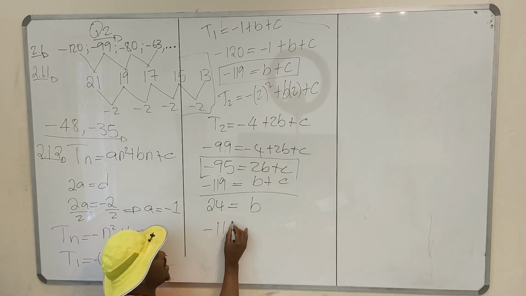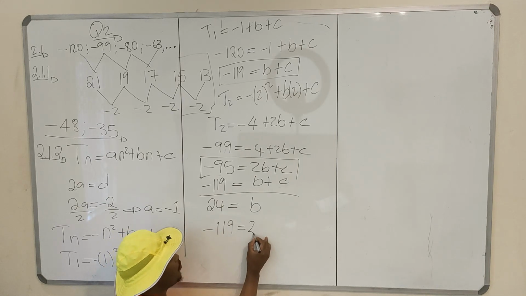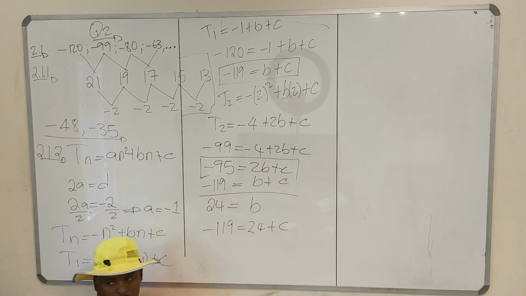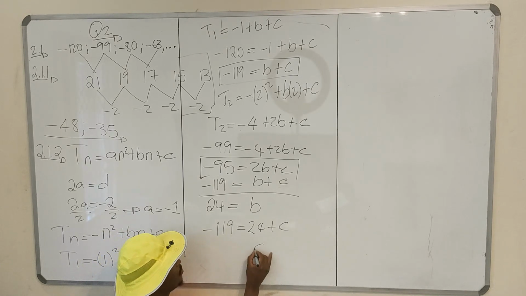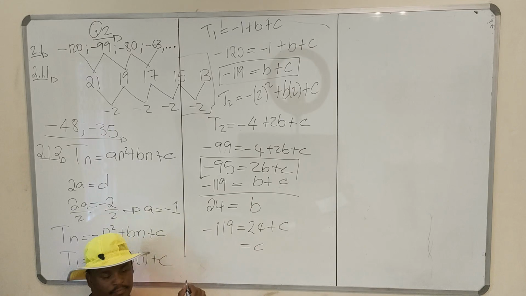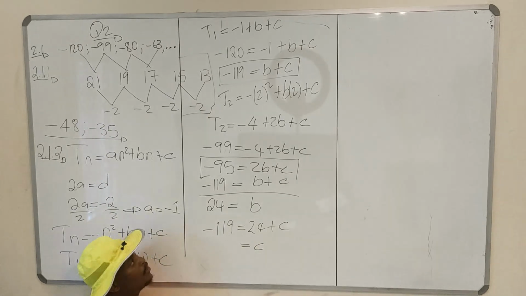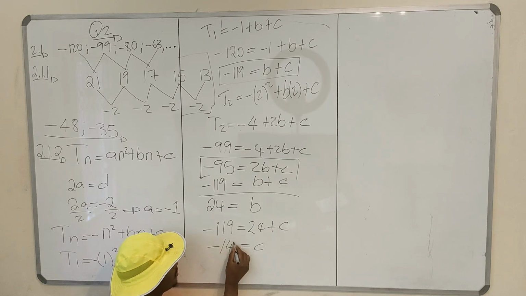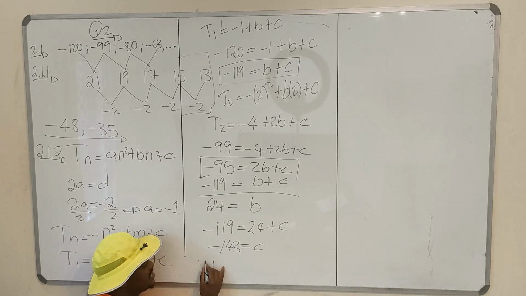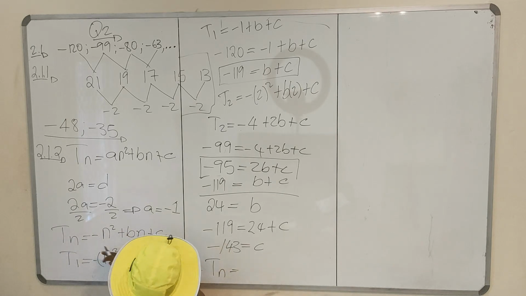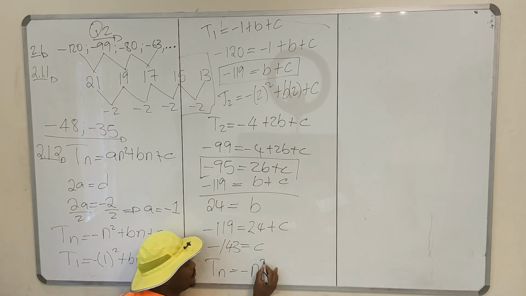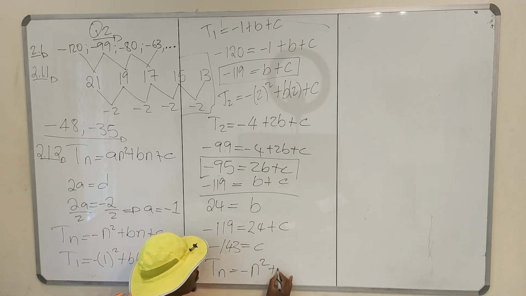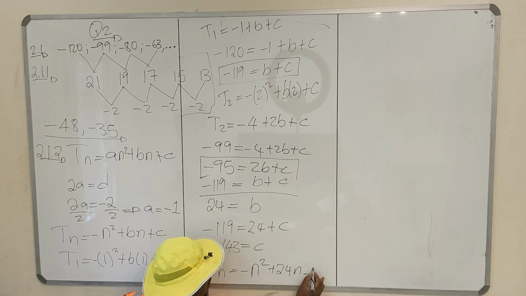So -119 is equal to 24 plus c. What is -119 minus 24? It's what? -119 minus 24. Minus 143. Therefore, Tn is equal to what? -n squared plus bn, which is 24n, minus 143.